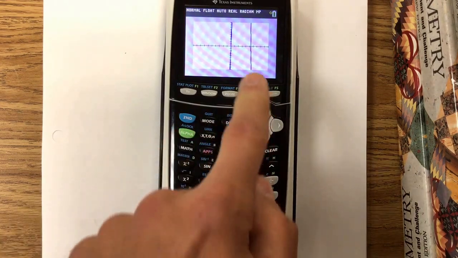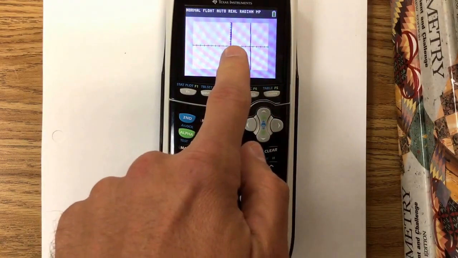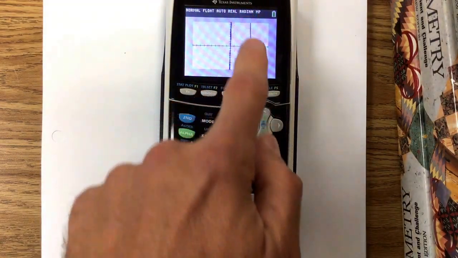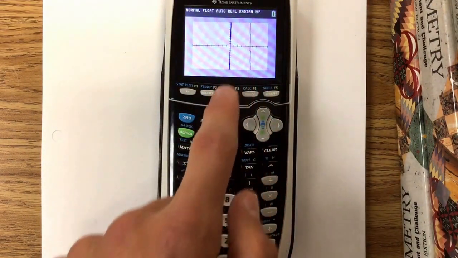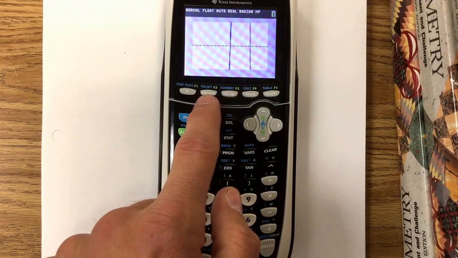All right, now you can see that you don't see all the information. This is a quadratic. I don't see my vertex. I see my two zeros, but I want to be able to see this whole piece of information. So what we're going to do is go to our window and start to adjust this.